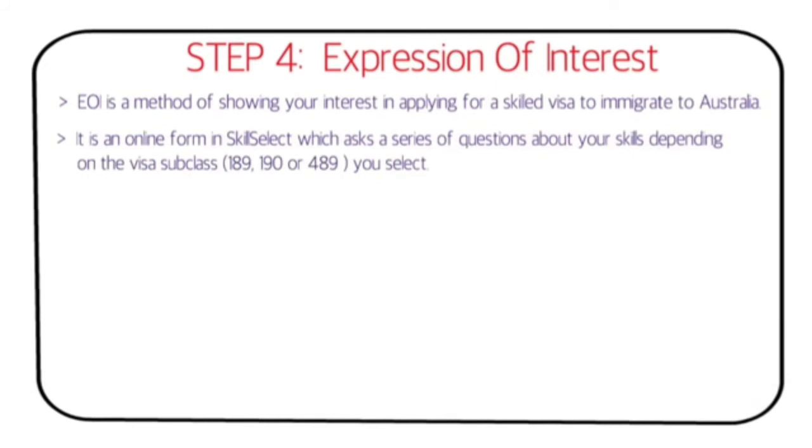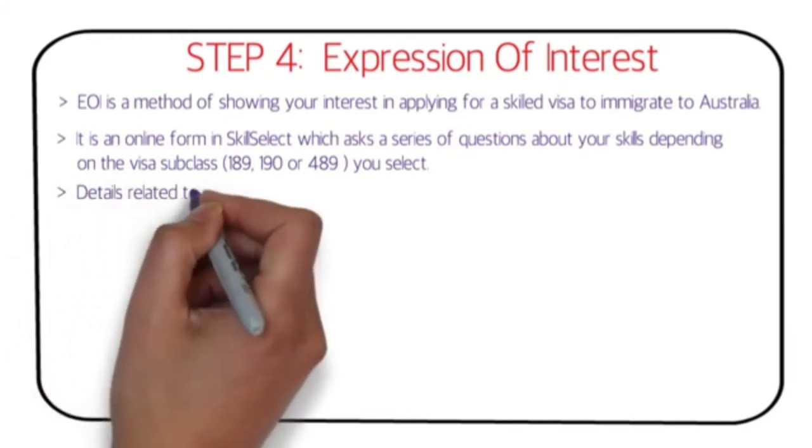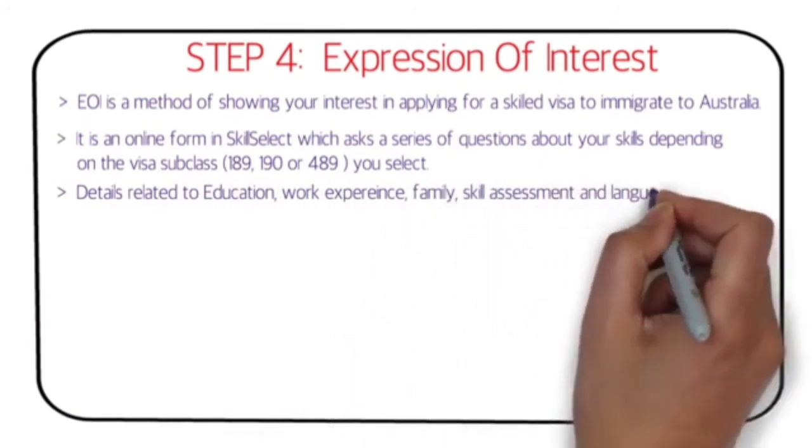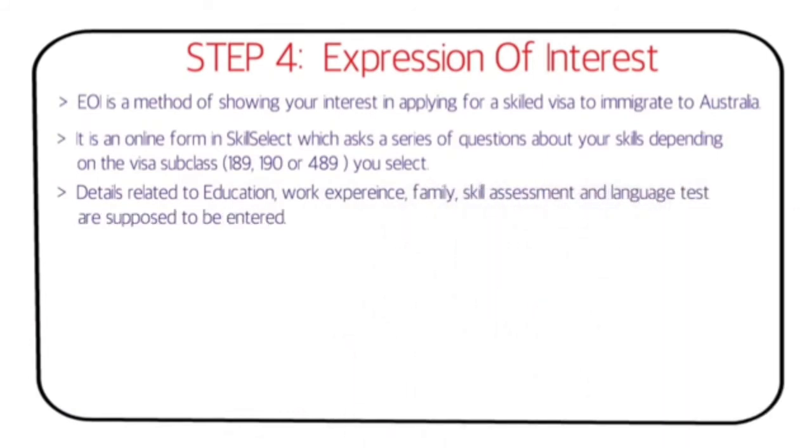It's an online form in SkillSelect which asks a series of questions about your skills depending on the visa subclass you select. There are 3 visa subclasses: visa 189, visa 190, and 489. So you have to select your visa subclass over there. Details related to education, work experience, family, skills assessment, and language test are supposed to be entered while you're filling up the form for your EOI.